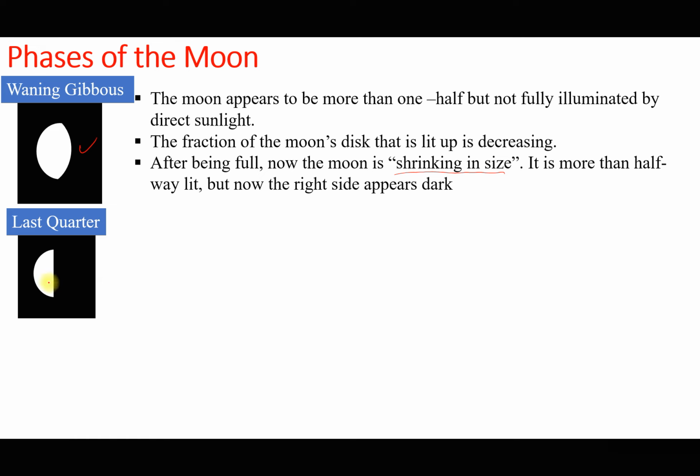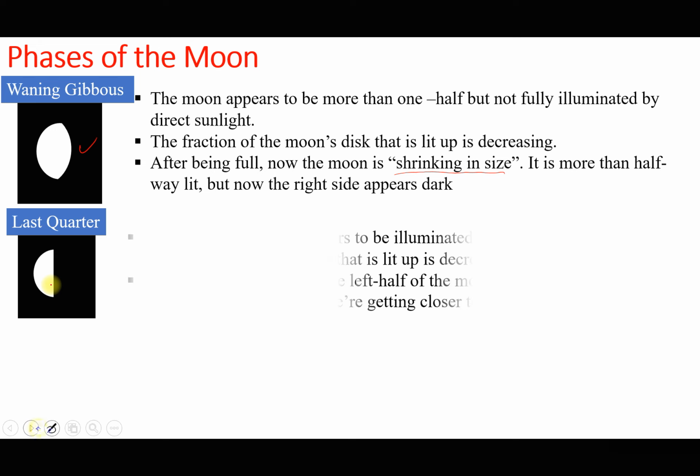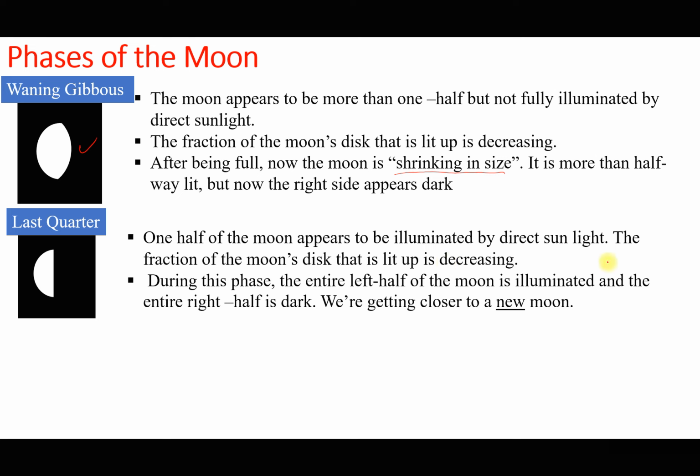So for us on the earth's surface, we see a quarter. We see a quarter of the left hand side which is being lit up. So in the last quarter, one half of the moon appears to be illuminated by direct sunlight. The fraction of the moon's disk that is lit up is decreasing. During this phase, the entire left half of the moon is illuminated and the entire right half is dark. We are getting closer to the new moon.